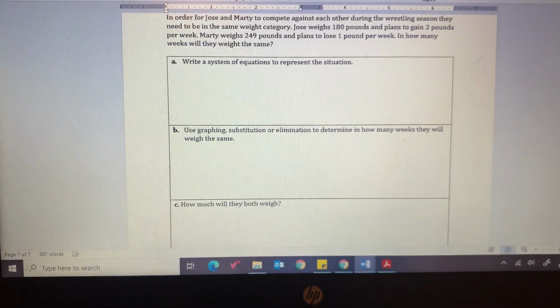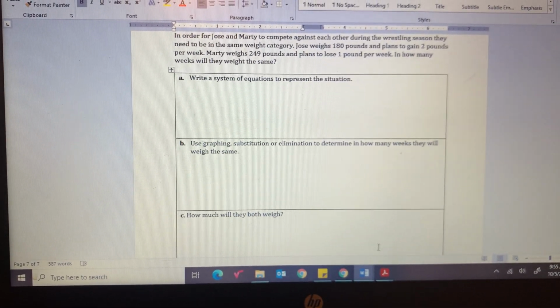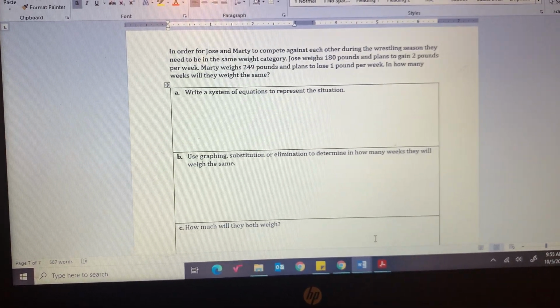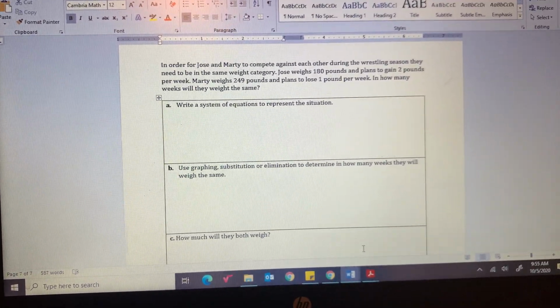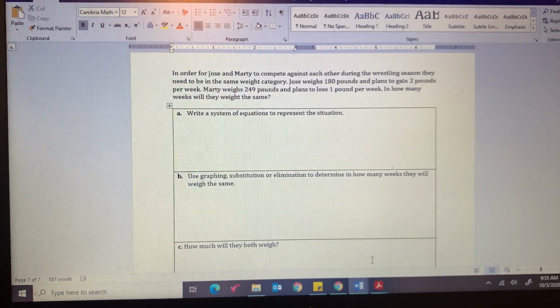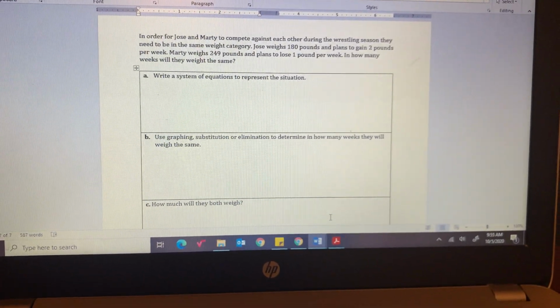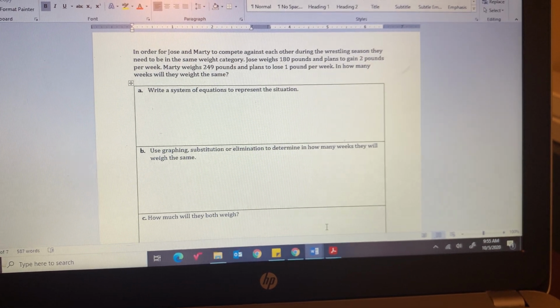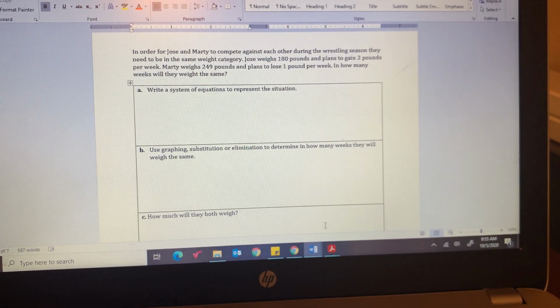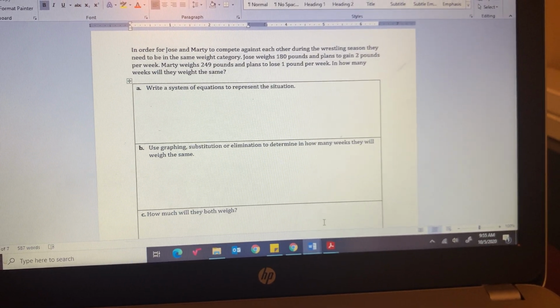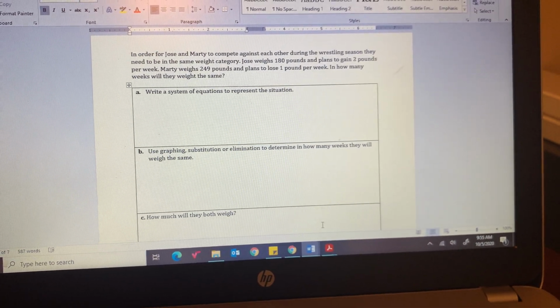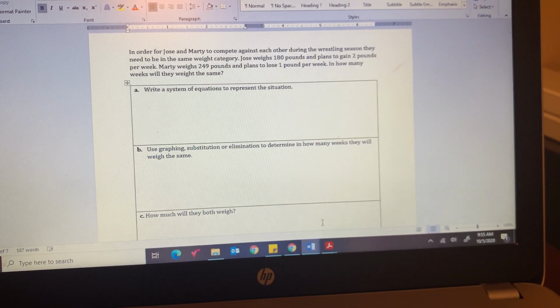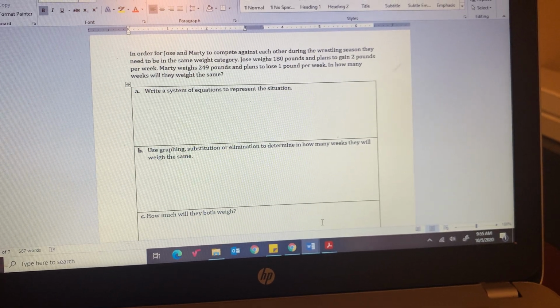We're back to our notes for systems of equations. Now, in your notes, there's word problems, but I really thought this example that I use in Algebra 1 is good to explain all three situations: when we have an intersection, when we don't have an intersection, and when they're the same. So this word problem says, in order for Jose and Marty to compete each other during a wrestling season, they have to be in the same weight category.